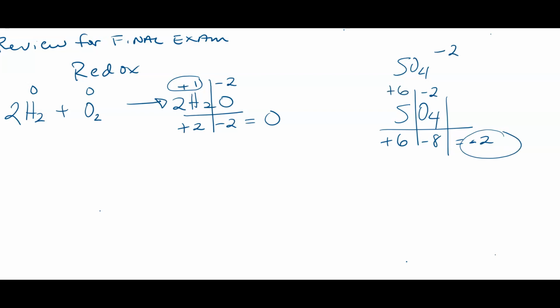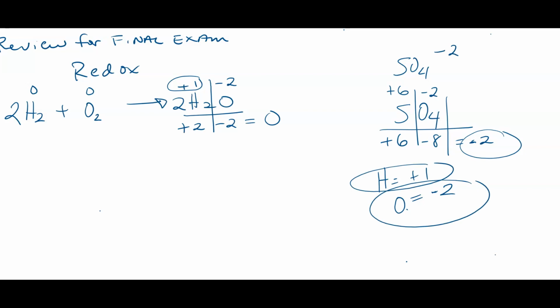So the rules to remember are H usually has a +1 and oxygen usually has a -2 charge. Also look at the periodic table for what group they're in, and that will help you figure out the charges. Now let's look at this redox equation again.